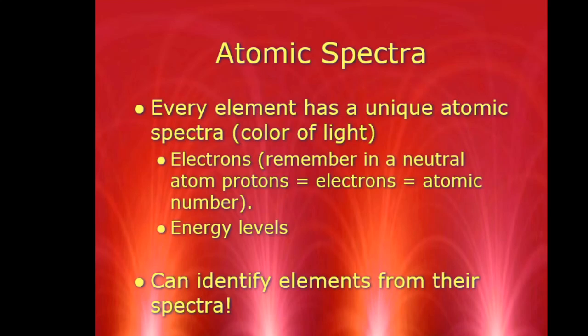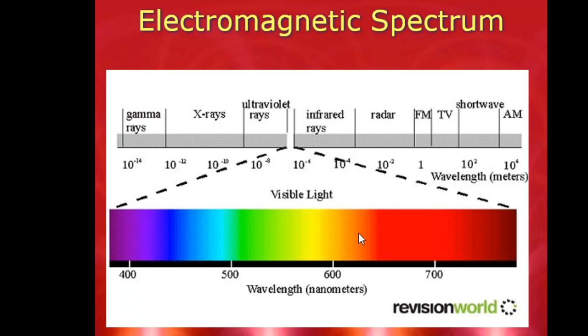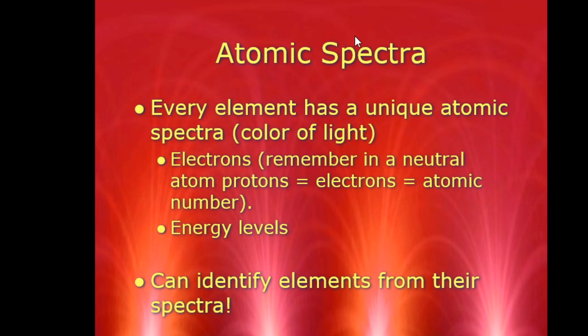I then give you glasses, and you're able to put them on, and you can see the different levels of light. So you would see a strip of purple, blue, green, yellow, red. Unfortunately, if you're here at Distance Learning or making up notes, you won't be able to see this. But every element has a unique atomic spectra. They give off a certain amount of light, a color of light, and that's because those electrons are at different levels.